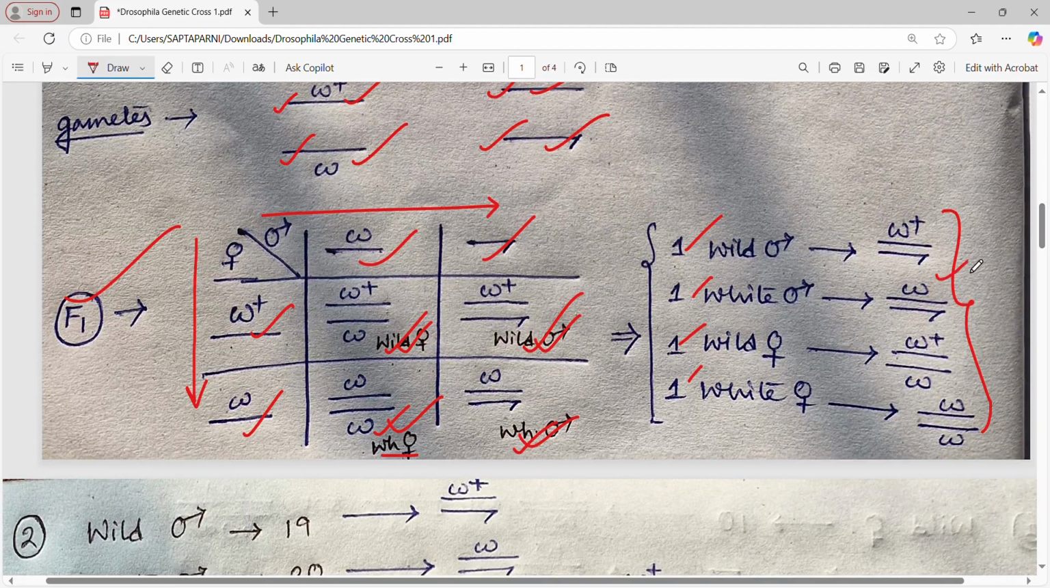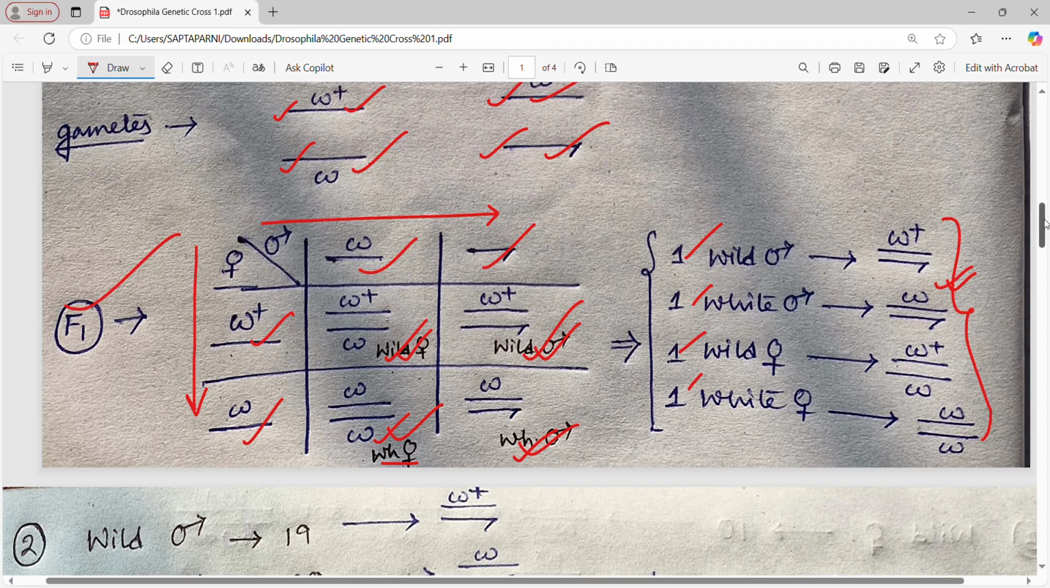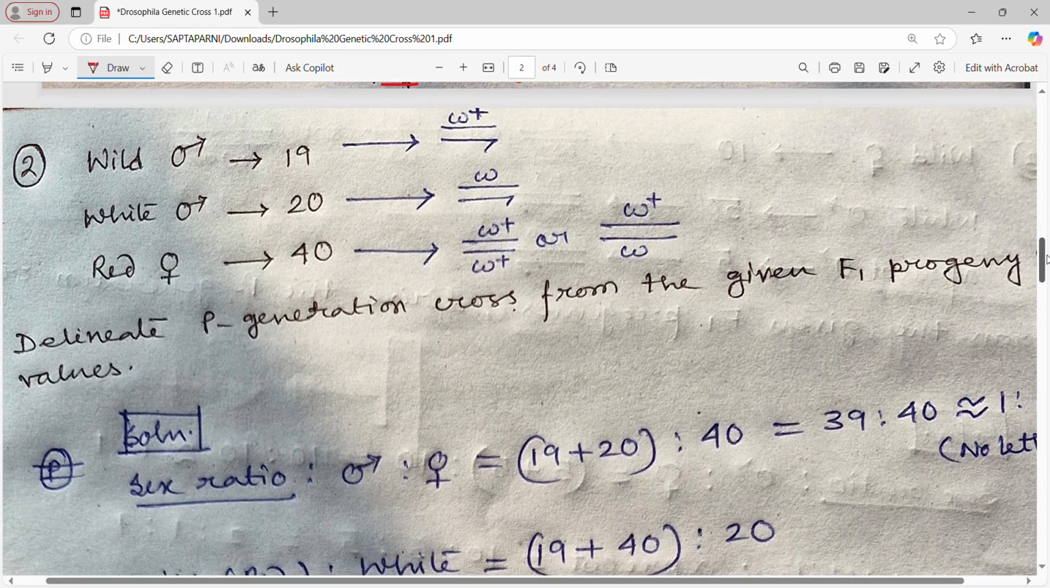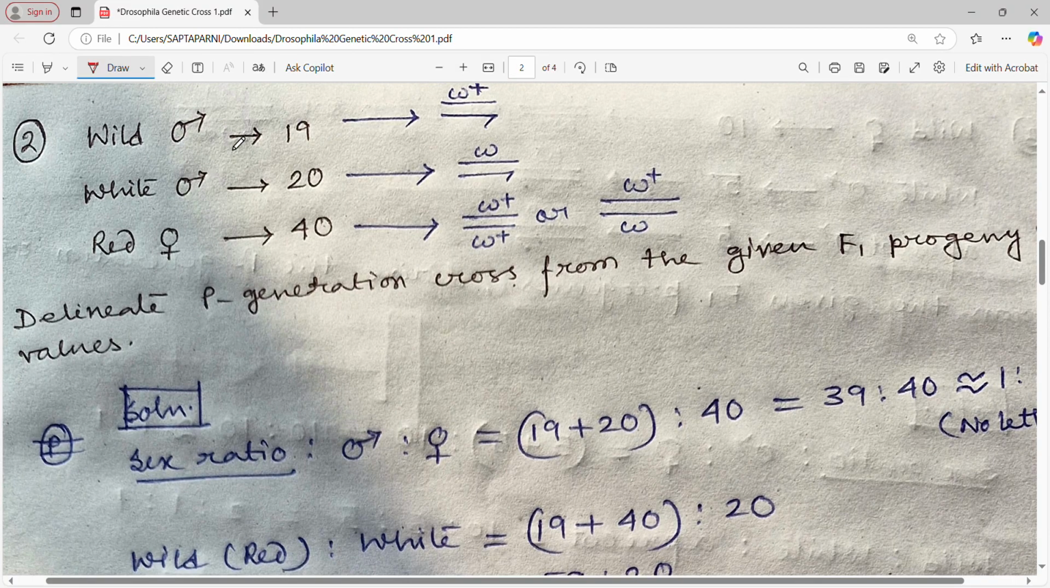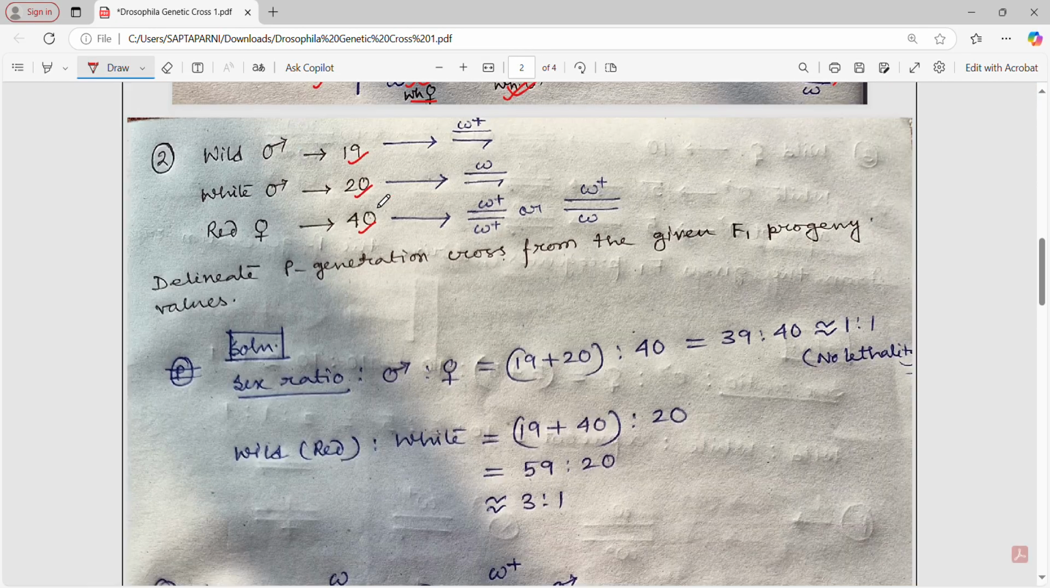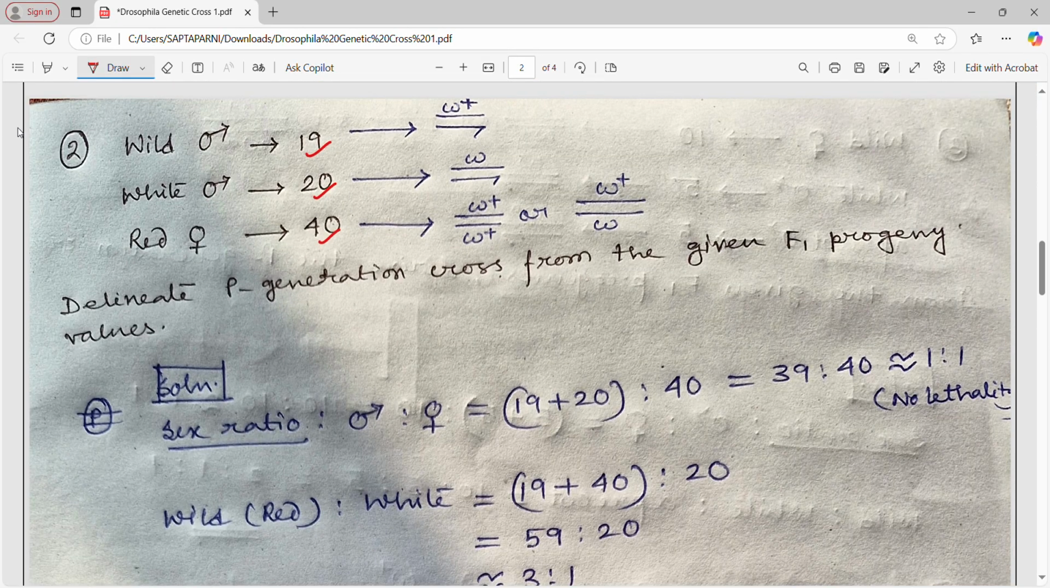So our cross is correct. Okay, got it? Now coming to another question. The second question says the wild type male has 19 progenies, white male has 20 progeny, and red female has 40 progeny. Now from this you have to derive the F1 progeny values here. In F1 there are 19 wild type male, 20 white male, and 40 red female.